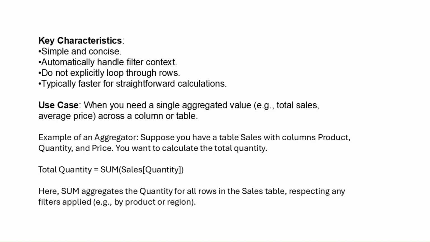Example of an aggregator. Suppose you have a table Sales with columns Product, Quantity, and Price. You want to calculate the total quantity. Total Quantity equals SUM(Sales[Quantity]). Here, SUM aggregates the quantity for all rows in the Sales table, respecting any filters applied, e.g., by product or region.